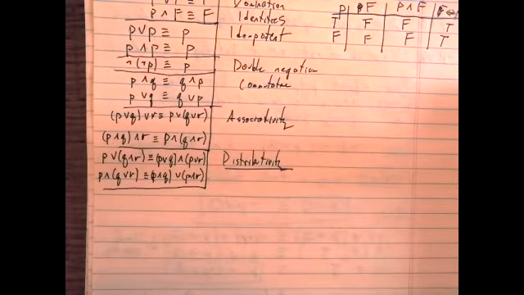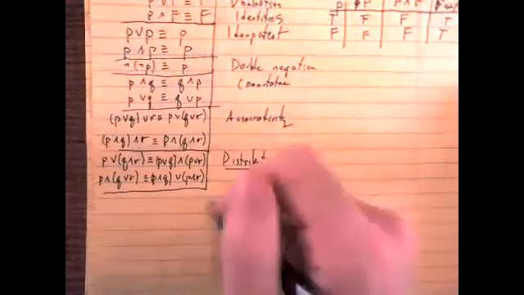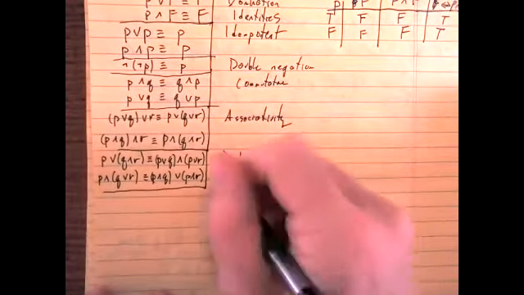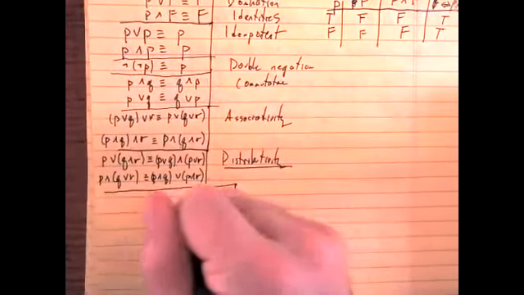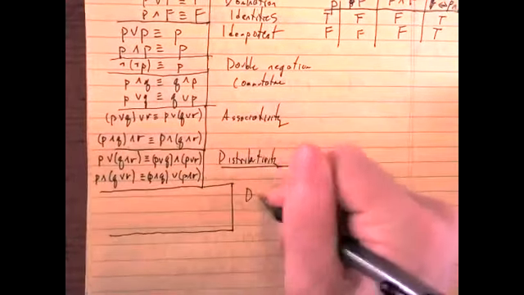So let me just finish writing the rest of them, and then I'll try to show one of these using truth tables. Here are some other important ones. Here are De Morgan's laws.